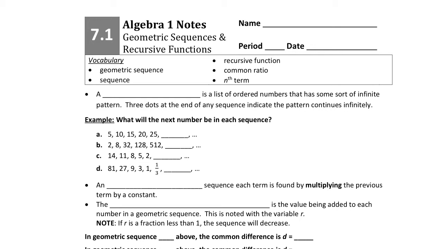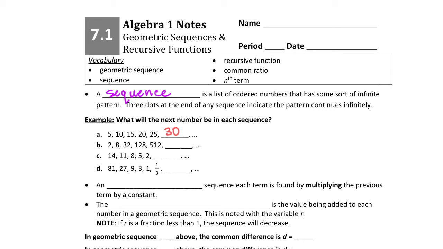So just a review. A sequence is a list of ordered numbers that has some sort of infinite pattern. The 3 dots at the end indicate that the pattern continues infinitely. So let's see if you can figure out what the next number in each one of these sequences would be. In this first sequence, we can see it's increasing from 5 to 10. That's adding 5, but let's make sure, does that still work? 10 plus 5 is 15, 15 plus 5, 20, and so on. So indeed, we are adding 5 each time. The next number in my sequence is 30.